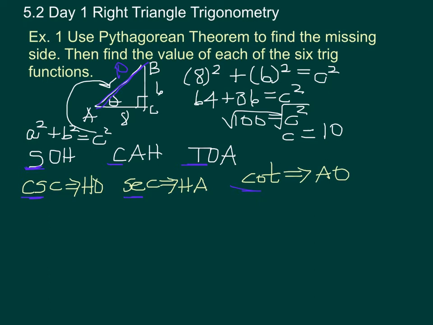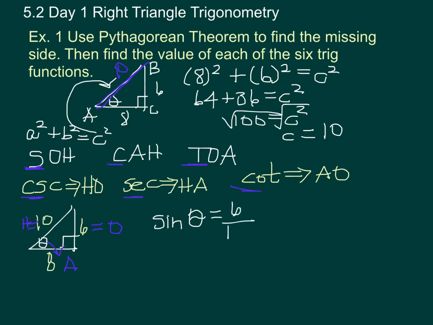Now, in our triangle, I'll draw it over here. Here's theta. We have 8, 6, and 10. According to theta, the 6 is opposite. 8 is adjacent, because it's right beside it, and 10 is your hypotenuse. So all you have to do is set up your ratios. You write it like this: sine theta. Opposite is 6. Hypotenuse is 10. And you reduce it, 3/5. So when I do cosecant theta, it'll be the reciprocal, 5/3.